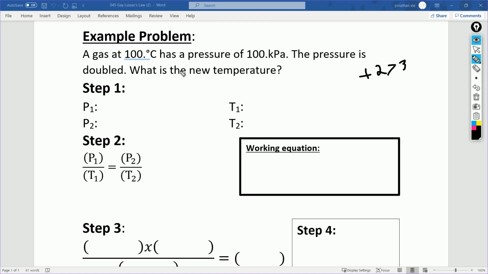So I have this gas, a gas at 100 degrees Celsius has a pressure of 100 kilopascals. The pressure is doubled. So now I know this is my initial temperature. Because the pressure becomes doubled, I'm going to have a new pressure and a new temperature. So I know my initial pressure is 100 kilopascals. So let's just write that out because that one's nice and simple. 100, there's a decimal here.